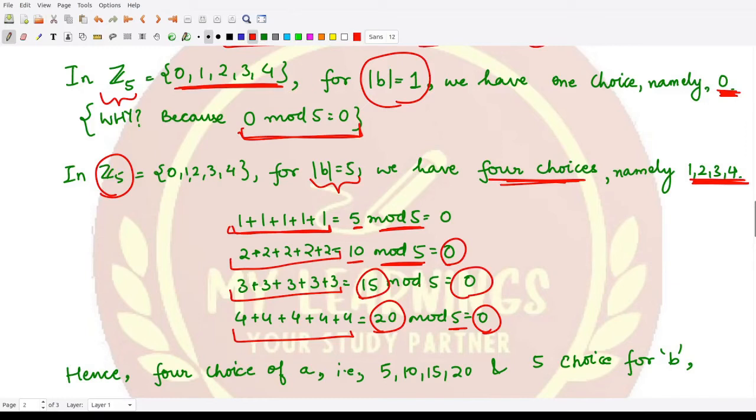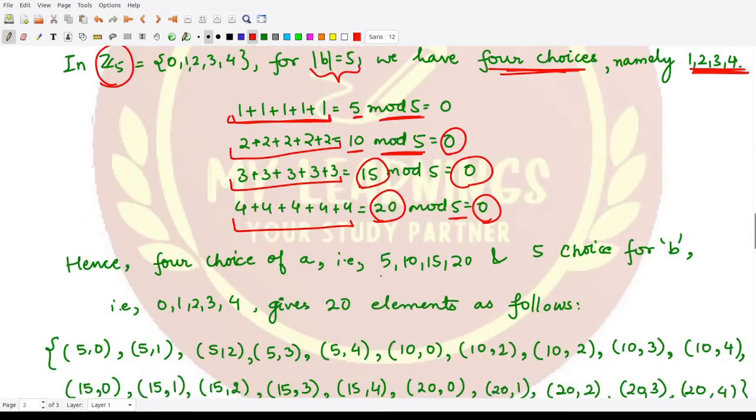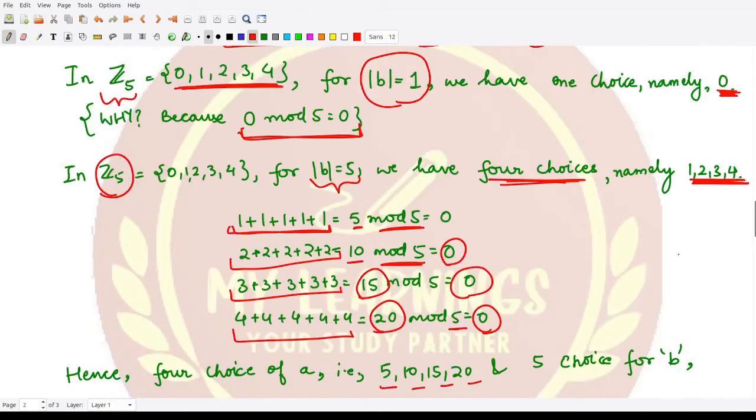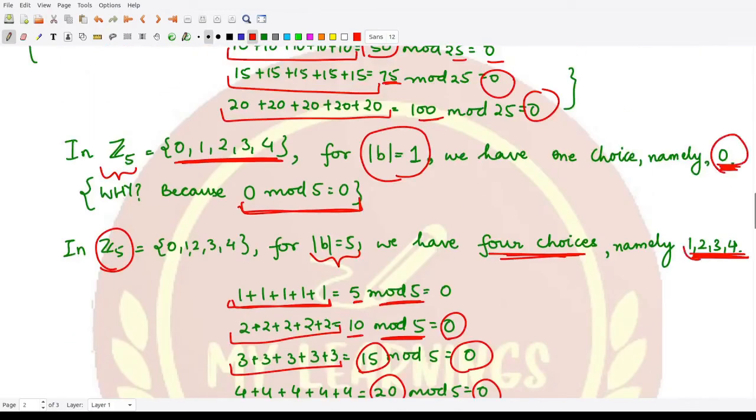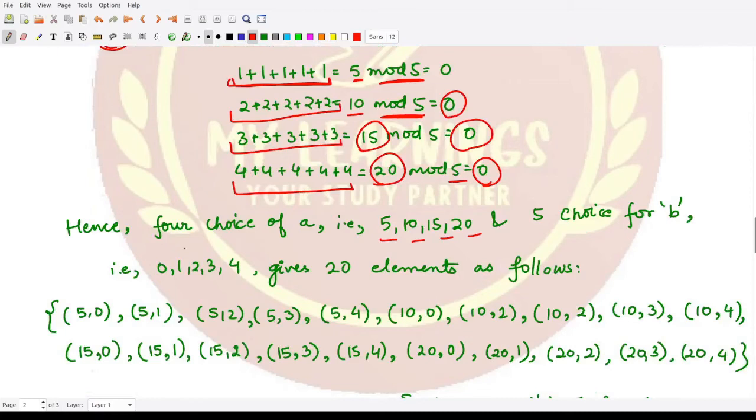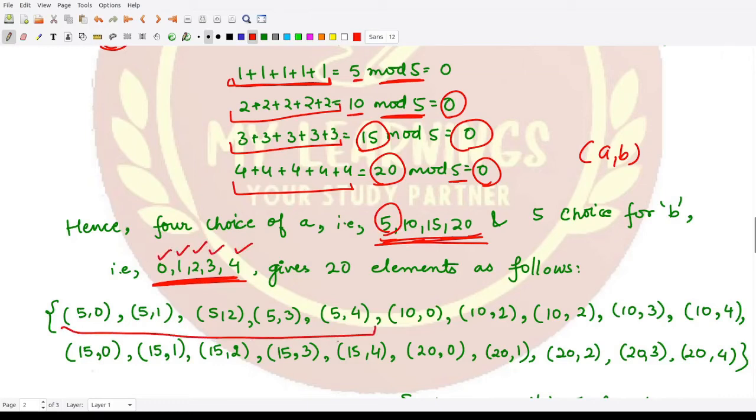So therefore, the possible choices for A, they are 5, 10, 15 and 20. So there are in total 4 choices, and there are in total 5 choices for B. One is this 0 and another one is this 1, 2, 3, 4. So in total we have 4 into 5 elements, which would give us the order 5 for the element (A, B), right? So what all possible elements could be there? (5, 0), (5, 1), (5, 2), (5, 3), (5, 4). So we have these 5 elements here.